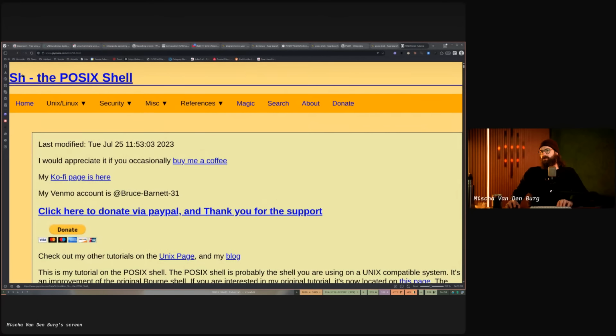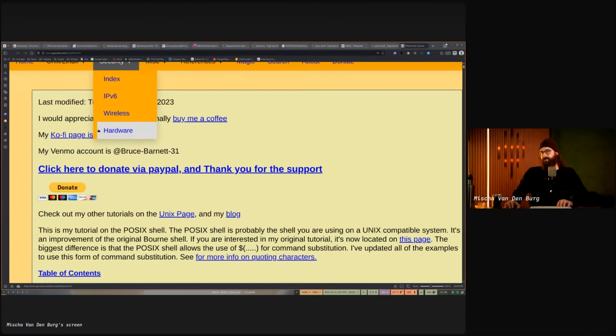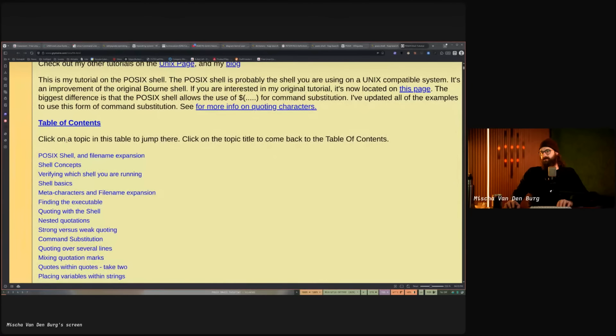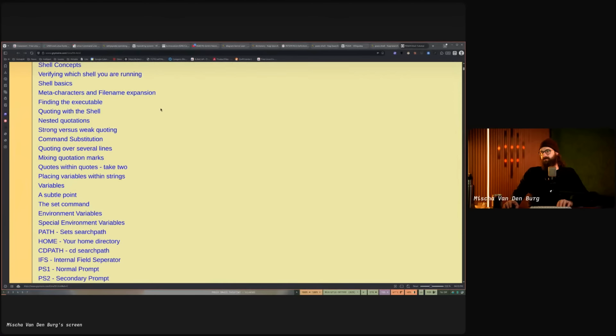Let's see. Yeah, so, sure. The POSIX shell. Check out my other tutorials. Click on the topic, POSIX shell.